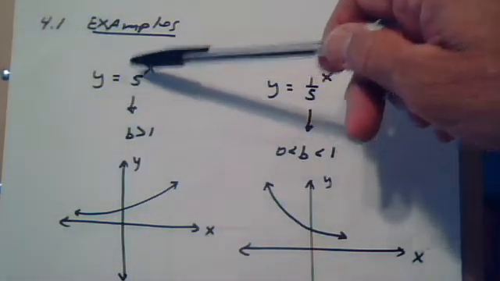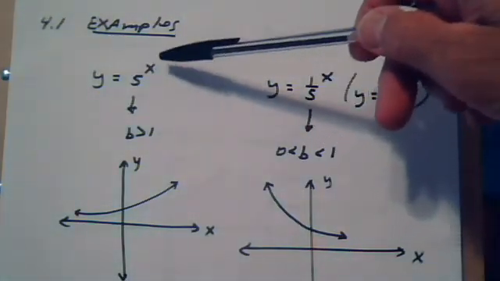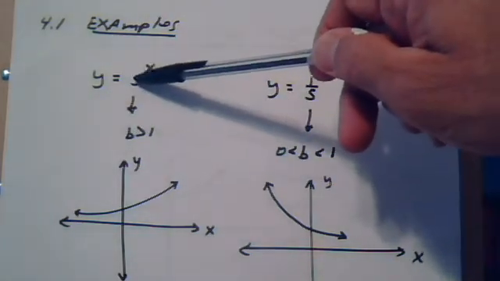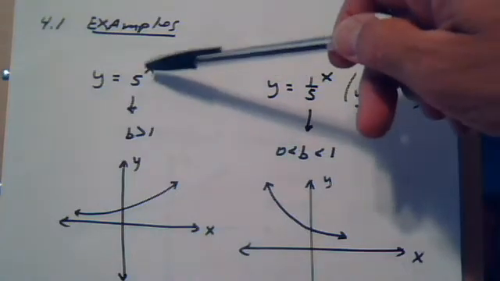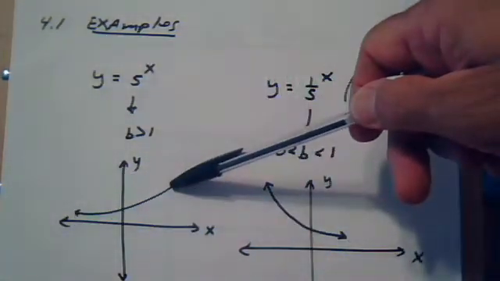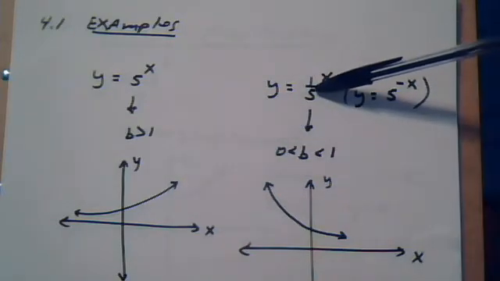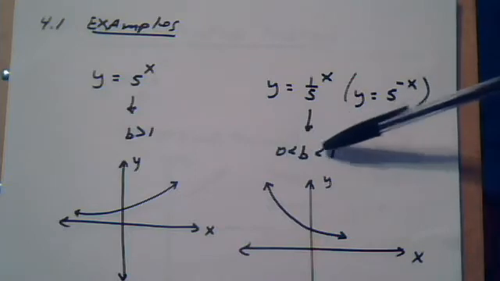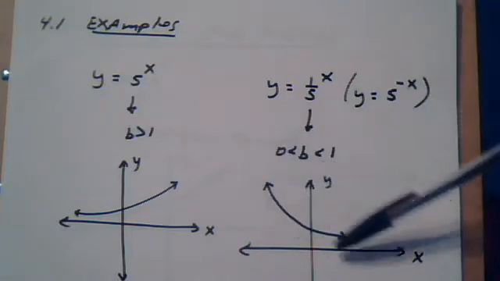For example, this is y equals 5 to the x. The b is greater than 1. The b is 5. So you expect the graph, before you even graph it, to look like this. It's rising. Look at this one. This is 1/5 to the x. So 1/5 is between 0 and 1. So you expect this one to be falling.